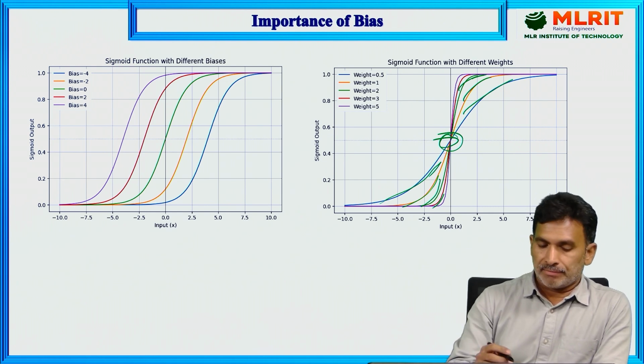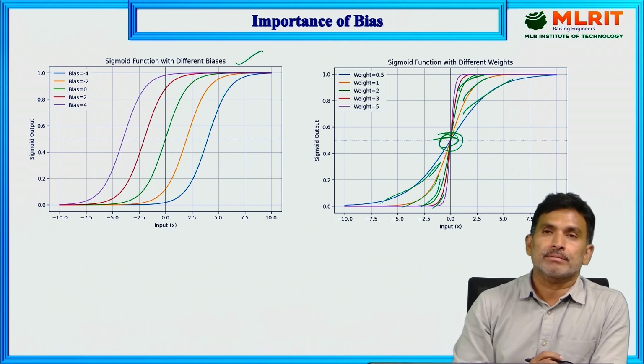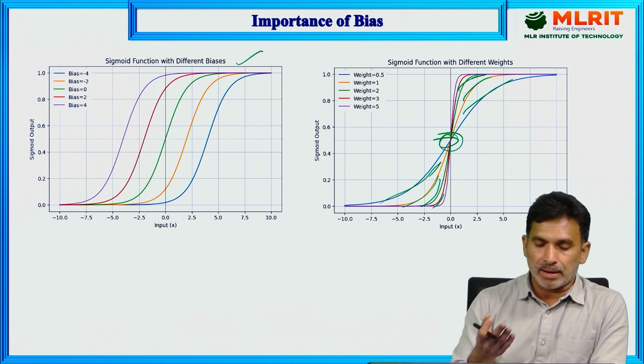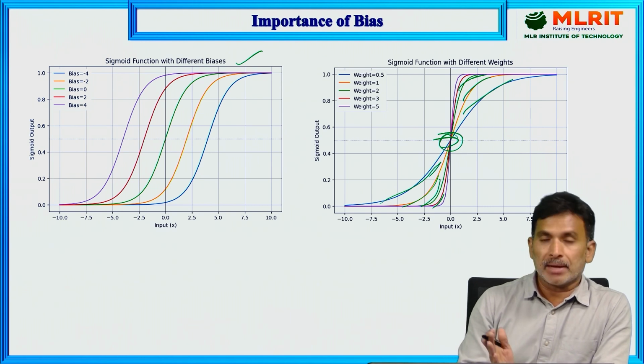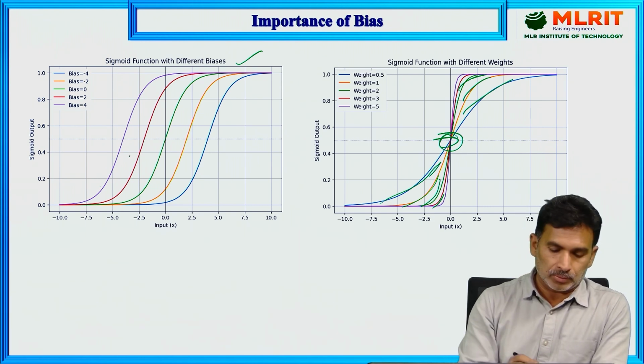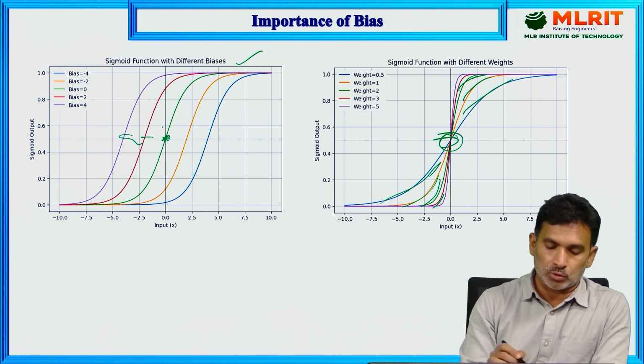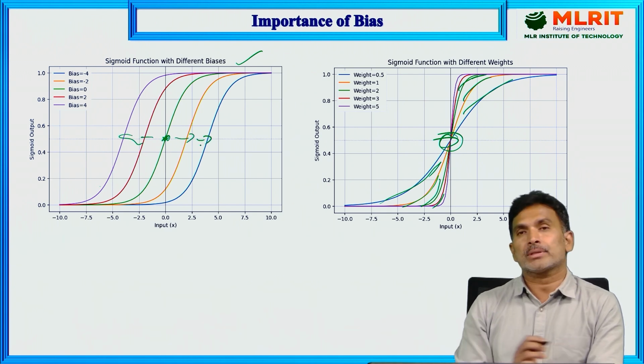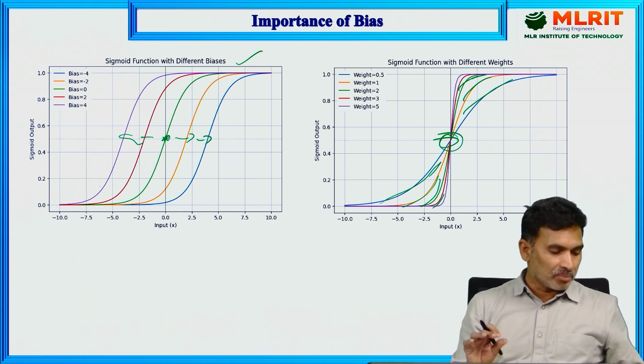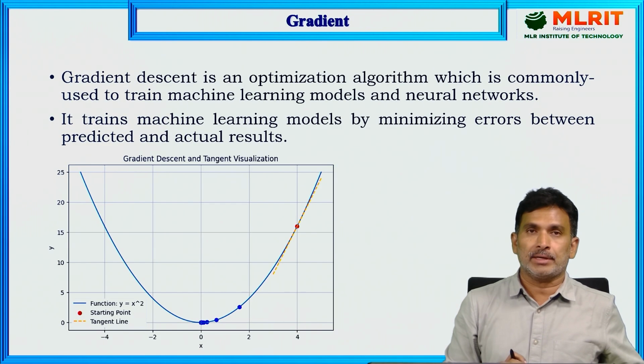But if you add bias, if you add the term bias in this, then we would be able to shift. Suppose this is the equation. By adding the bias, we can shift either towards this direction or towards this direction. So this is the importance of bias in a deep neural network.